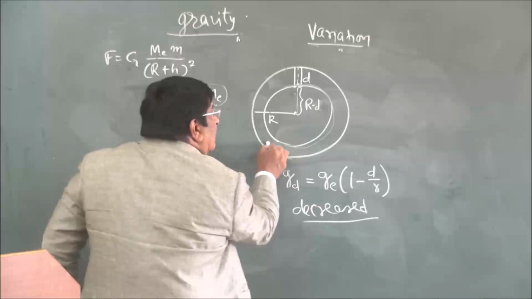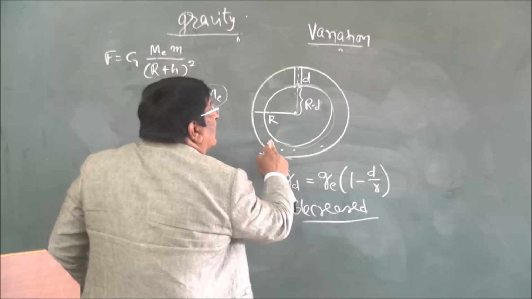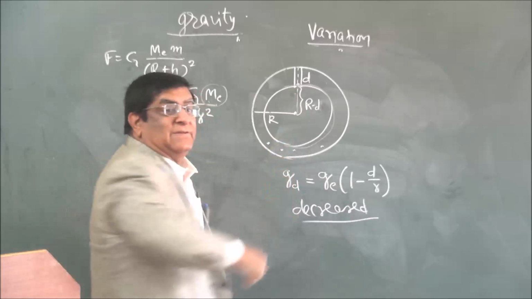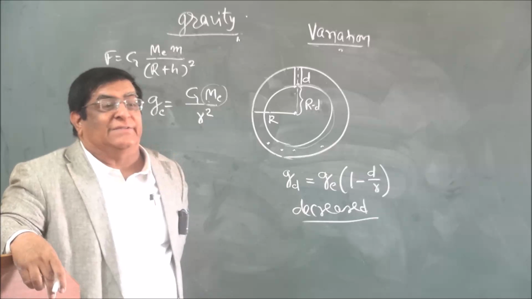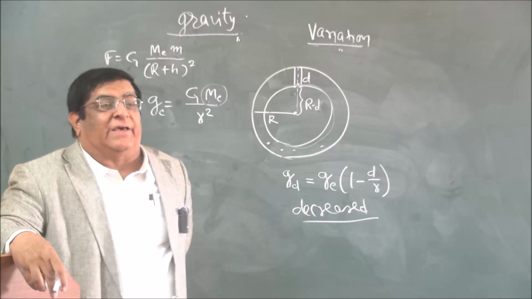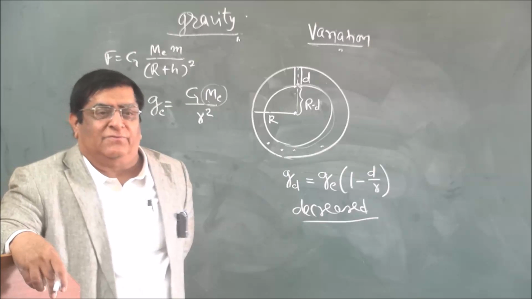There are particles of the earth. All these particles, are they not attracting it? They are attracting it. Then how can we cancel it? Why do we say there will be no force, and you say yes, there will be no force? Why?